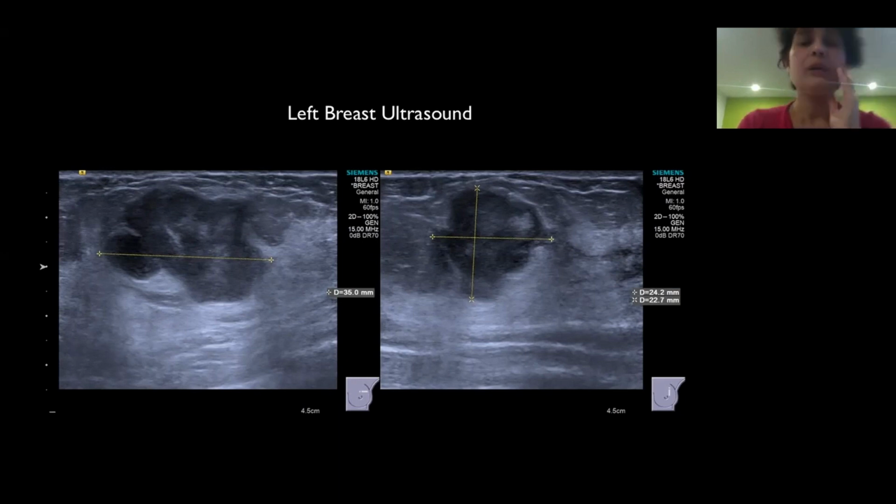So all in all, if you were to call this lesion on ultrasound a U3 or U4 lesion, I would call this a U5 lesion because I'm concerned this is a cancer. But even if you were to say that this is a suspicious lesion or an indeterminate lesion, so U3 or U4, and I would go ahead and do a biopsy, that would be perfectly acceptable.